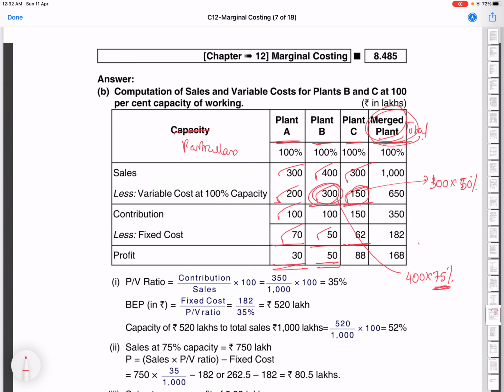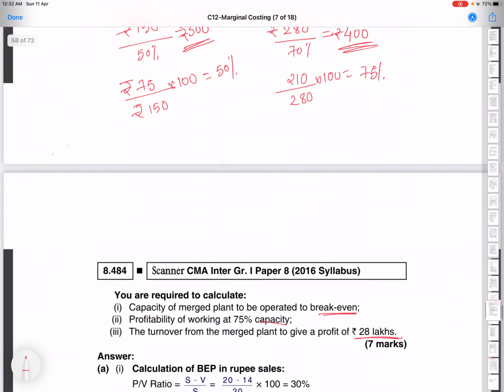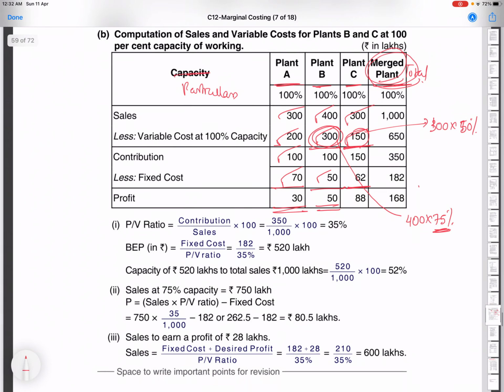What is the fixed cost given? Fixed cost is given as 62. Same thing we will write here. Fixed cost remains fixed. It doesn't change with the capacity or when your units increase and decrease, because it doesn't have any relation with the units, right? So it remains constant at 62. So 150 minus 62 will give 88 profit.